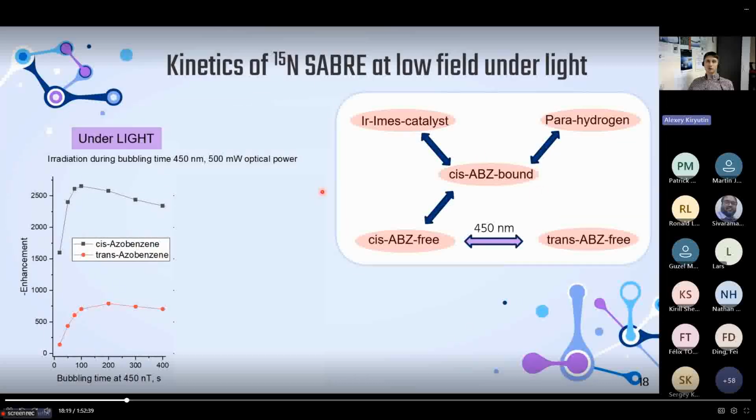We also performed experiments varying the irradiation and bubbling times, the so-called build-up curve. It shows how the polarization on trans-azobenzene slowly increases all the time. In this case, the rate of photoisomerization in the entire sample volume plays a crucial role, and mixing of the sample also plays a crucial role.